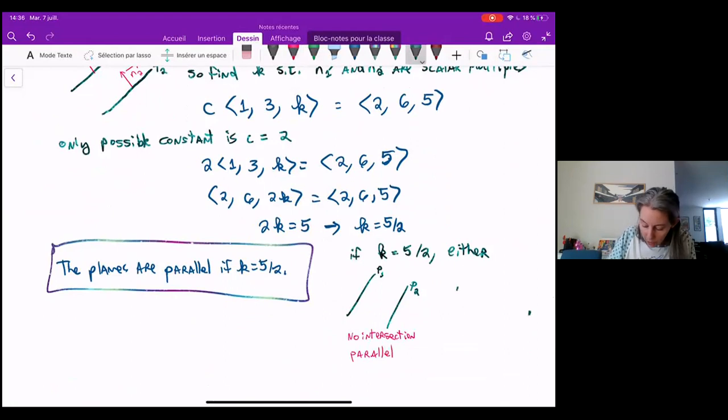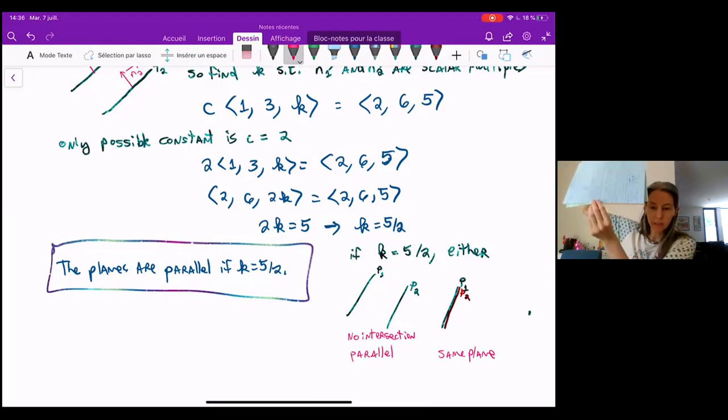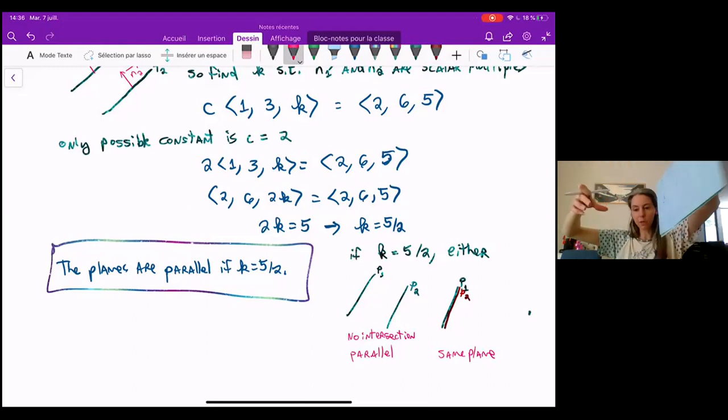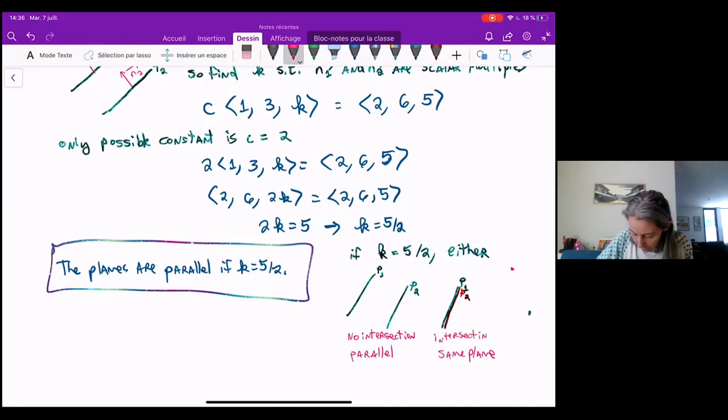And then the other possibility is, if k equals 5 over 2, either they are parallel, no intersection, or I have P1, notice P2 could potentially have the same slope and still be the same plane. So here they could be the same plane. And if they're the same plane, then yes, they're still parallel. But if they're the same plane, how many points do they have in common? Well, every point. They touch everywhere. And the shape of everywhere is just a plane. So here, this would be intersect in a plane, infinite points in common.